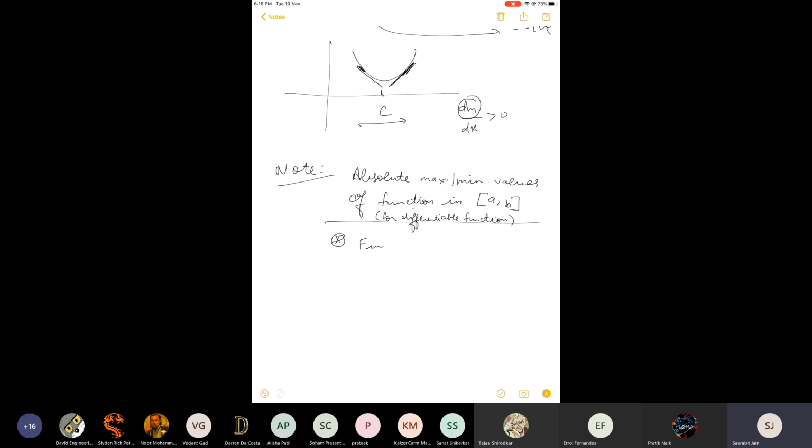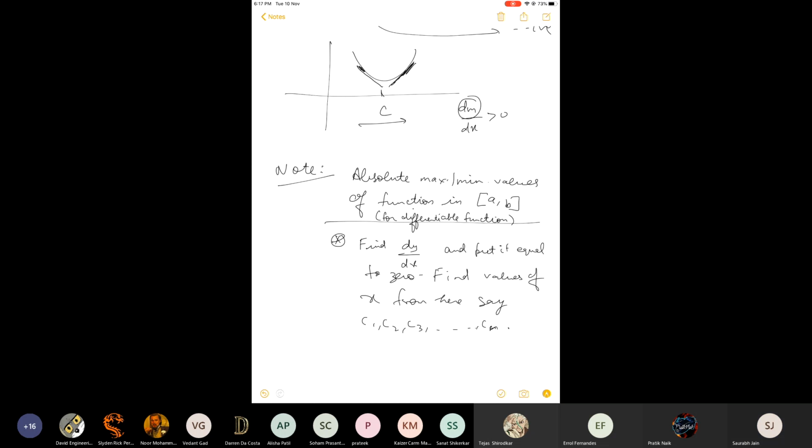Find dy by dx and put it equal to 0. I'm telling you a very simple approach. Find values of x from here. Say those values are c1, c2, c3 up to cn. That depends on the degree and the question, how many values of x will come.